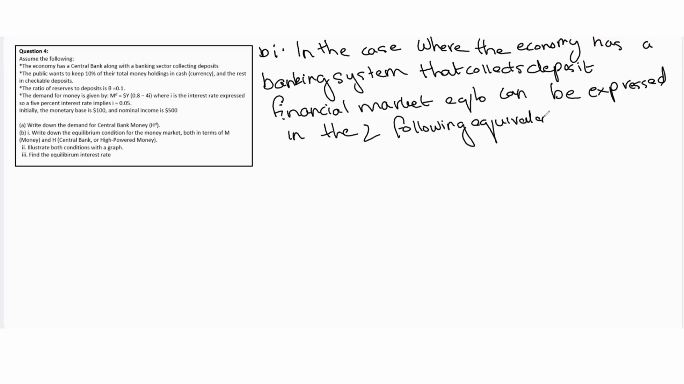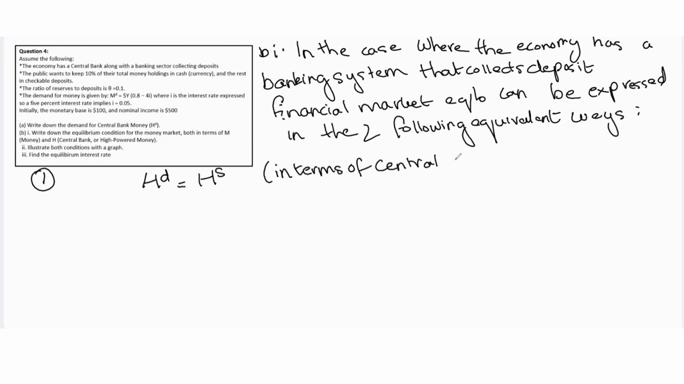When we did not have the role of banks, we just looked at money market equilibrium as where money supply is money demand. But in this case, there are two equivalent ways that we can look at money market equilibrium. So the first is going to be where HD is equal to HS, so in terms of central bank money. The first way we can look at financial market equilibrium is in terms of demand and supply of central bank money, which is also known as high powered money.